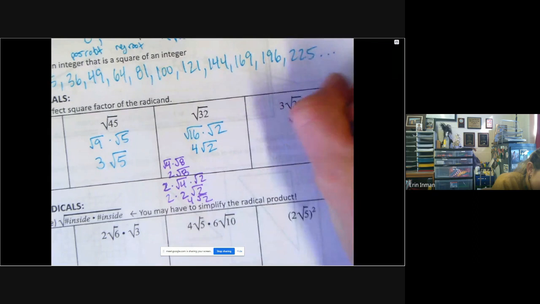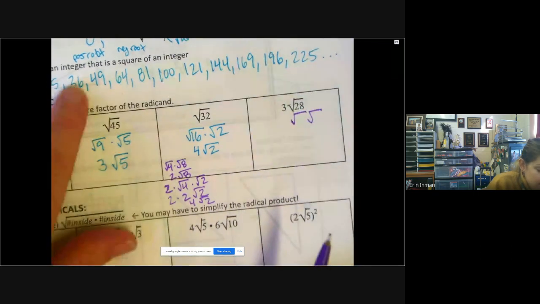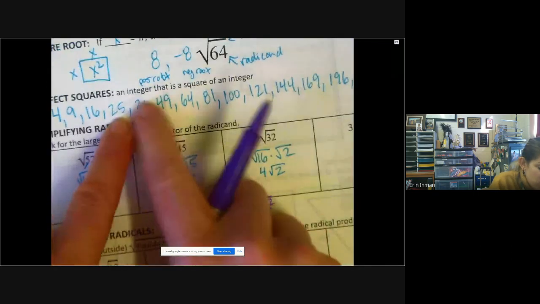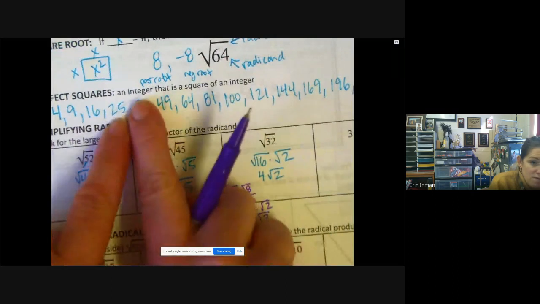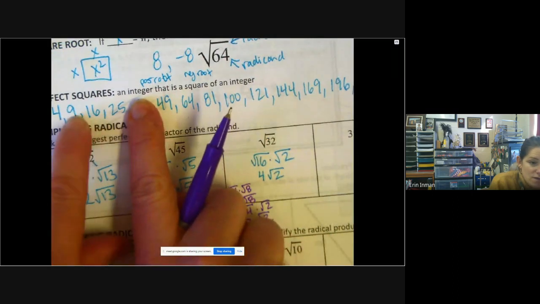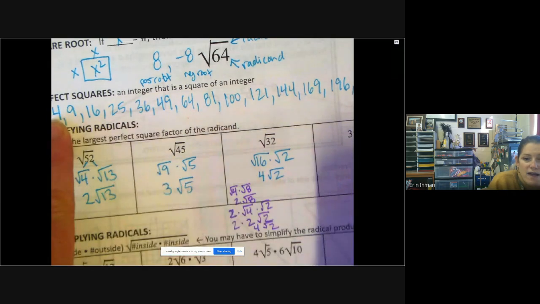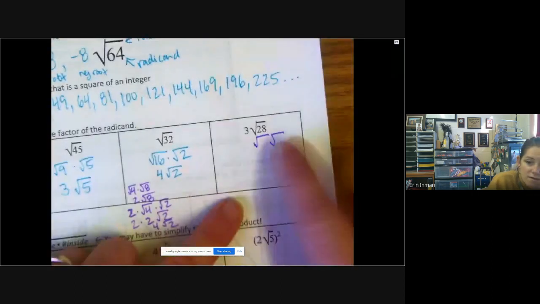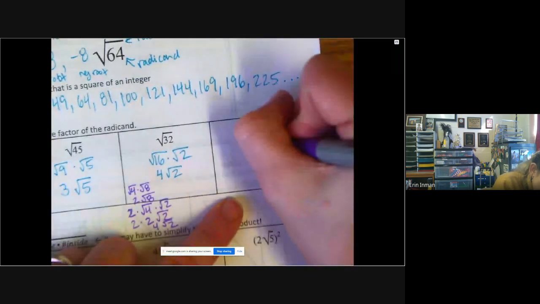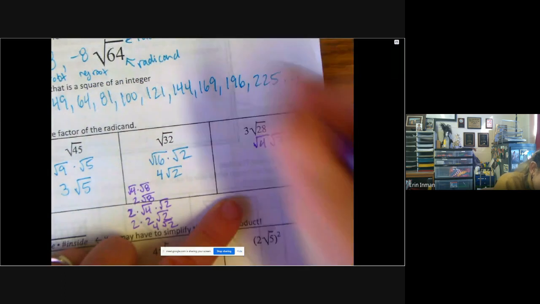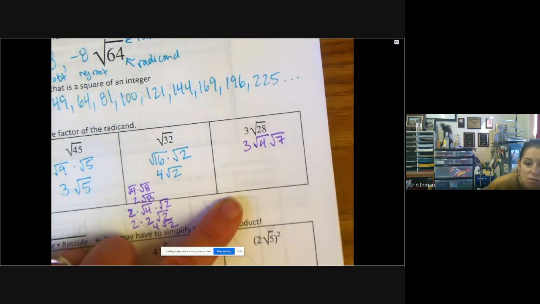28 is between 25 and 36. 25 doesn't go in, 16 doesn't go in, 9 does not go in. So the only one that goes into 28 is 4. If I don't have any perfect square factors, then it's simplified as it is. But 4 goes into 28 7 times. And I need to bring down that 3 as well.